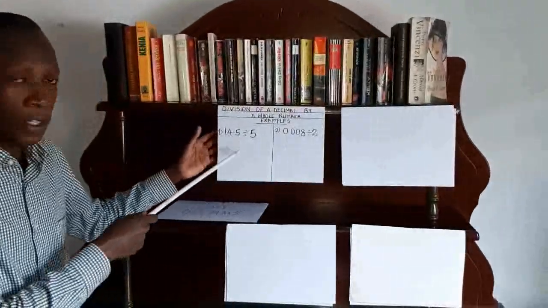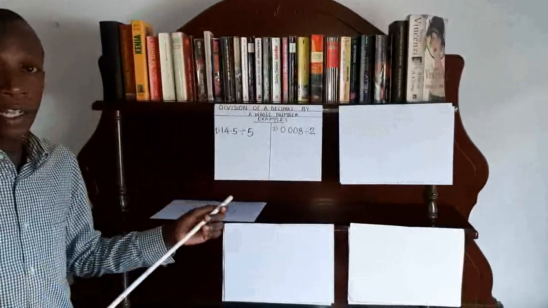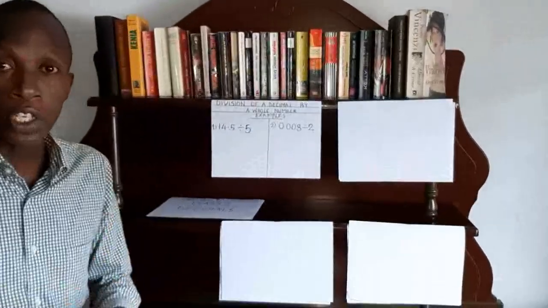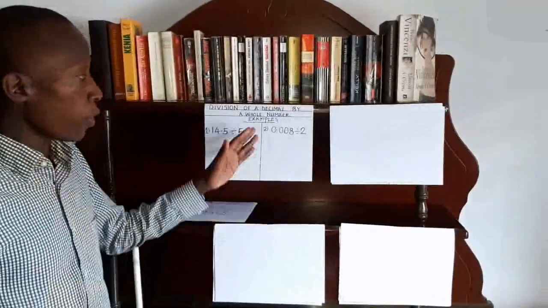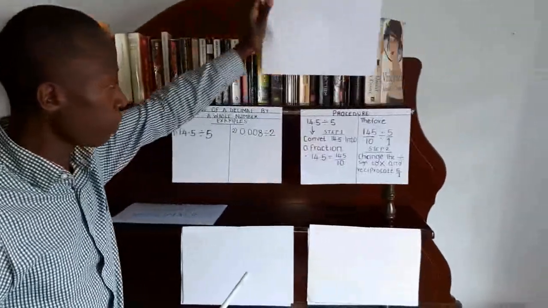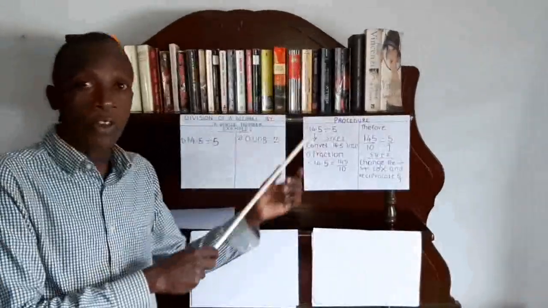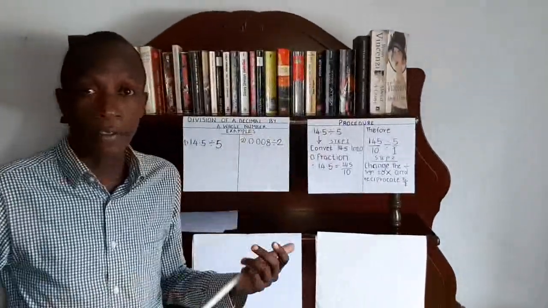We have two examples here, example 1 and example 2. I'm going to take you step by step for both examples. For example 1, which is 14.5 divided by 5.